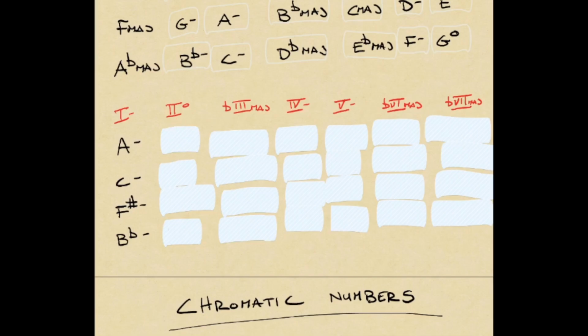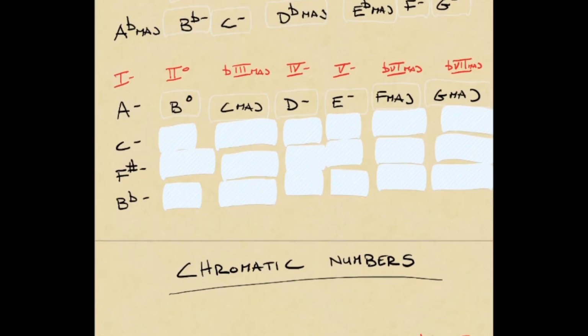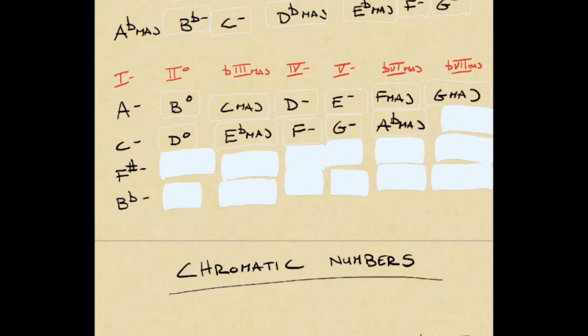So in A minor, A minor is 1, B diminished 2, C major 3 or flat 3, 4 minor is D minor, 5 minor is E minor, flat 6 major, F major, flat 7 major is G major. A few more. C minor. Okay, C minor is 1, D diminished 2, E flat major 3, F minor 4, G minor 5, A flat major 6, B flat major 7.